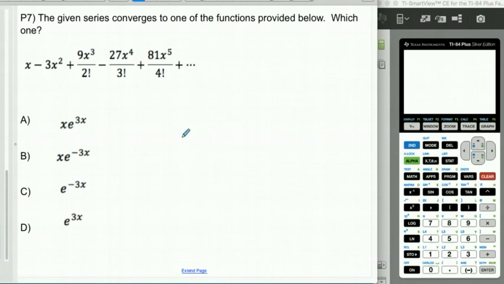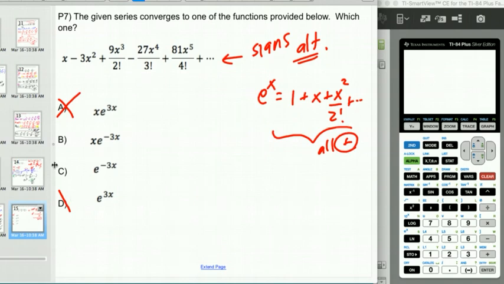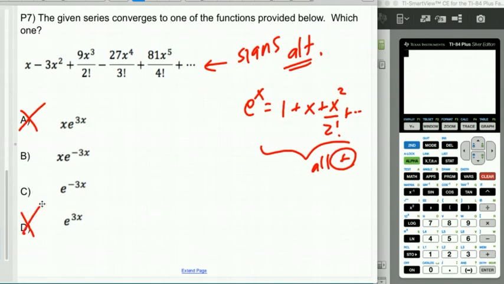So go ahead and give P7 a try. Same idea. We want to see what this converges to. A couple things to notice. The first thing to notice is that these signs alternate, and e to the x is all positive, right? It's all positive values. So I can cross off any answers that don't introduce a negative, because these would be all positive values and these would also be all positive values. So it has to be one of these two, right?